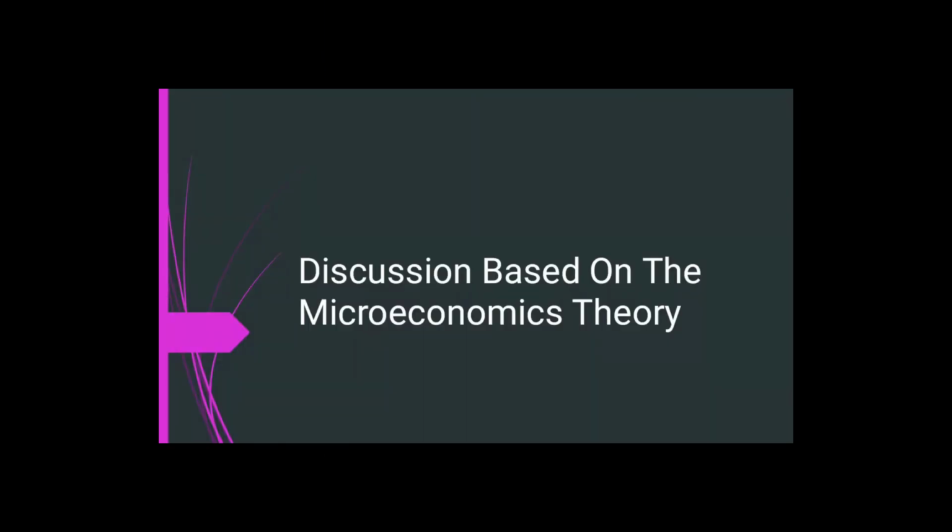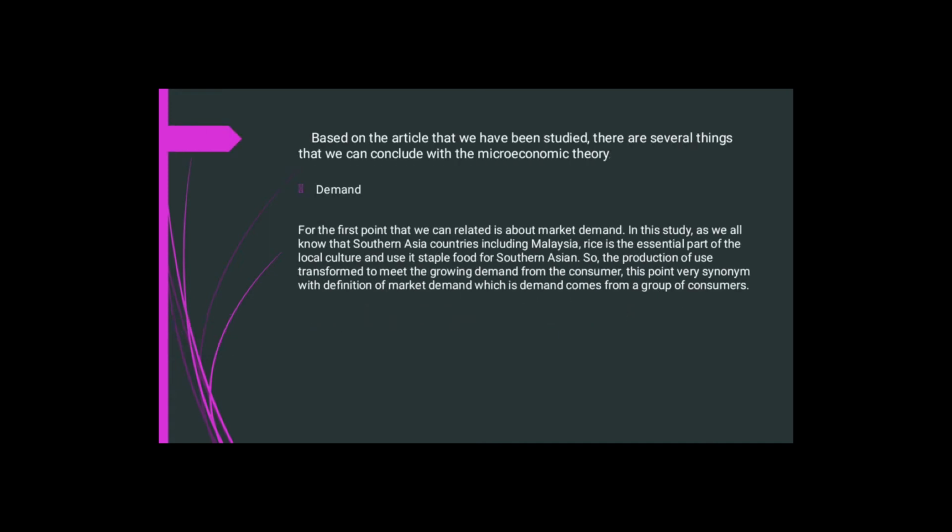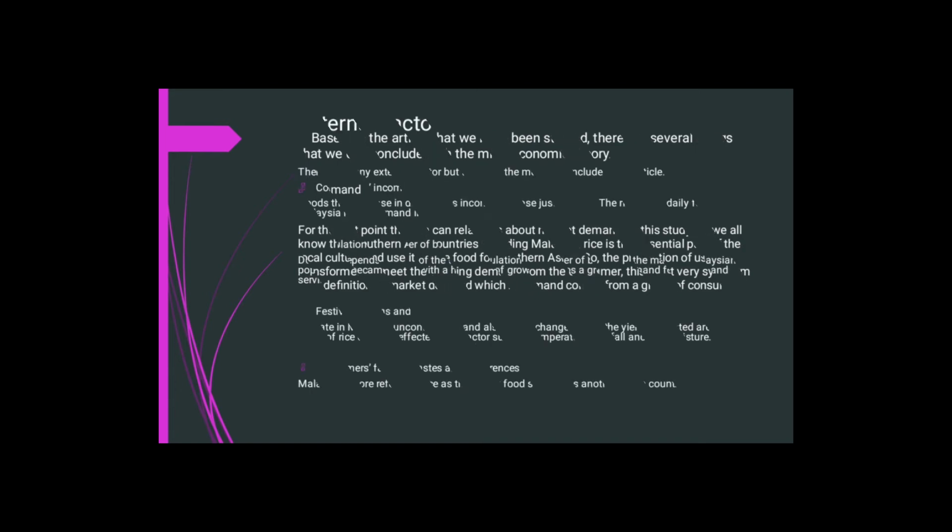I'm going to present about discussion based on the microeconomic theory. Based on the article that we have studied, there are several things that we can conclude with microeconomic theory. Firstly, demand. For the first point that we can relate, it is about market demand. In the study, as we all know, in Southeast Asian countries including Malaysia, rice is an essential part of the local culture and the staple food. So, production is used to meet the growing demand from consumers.